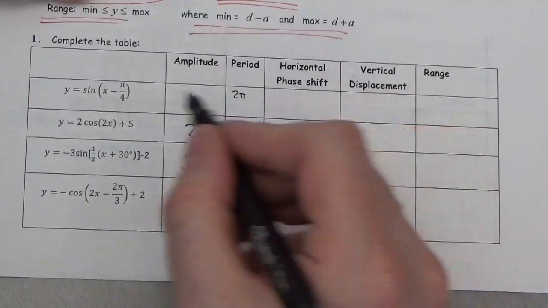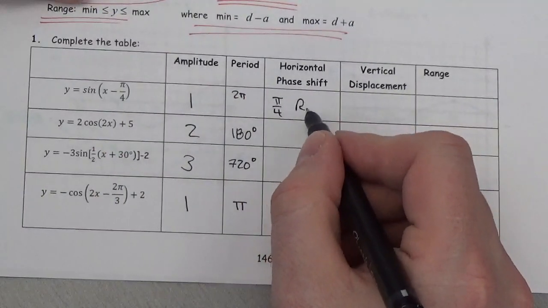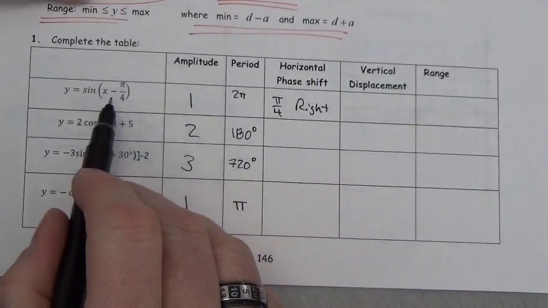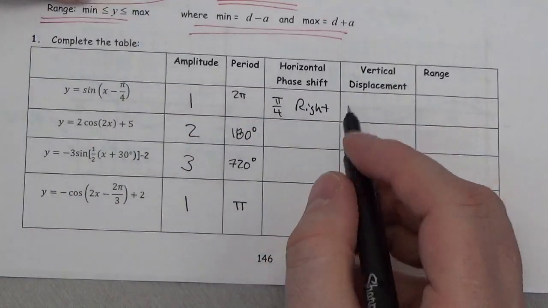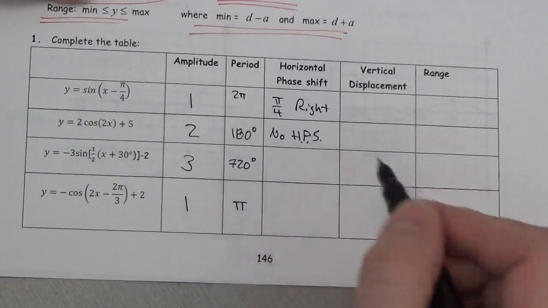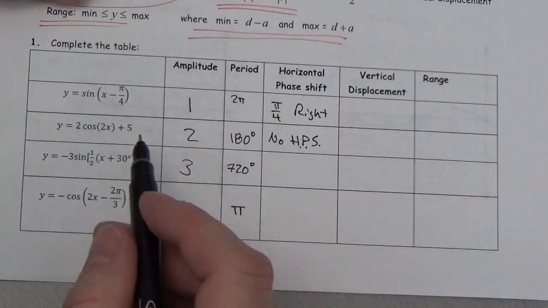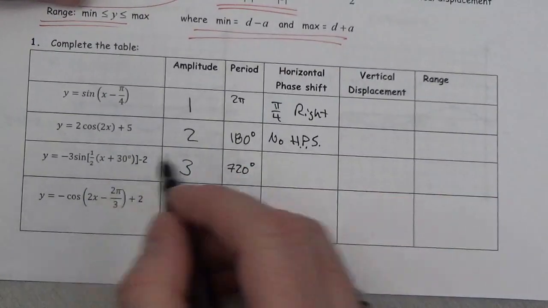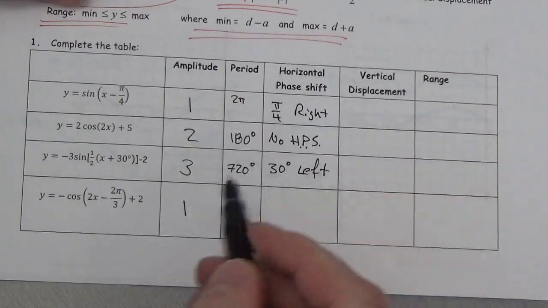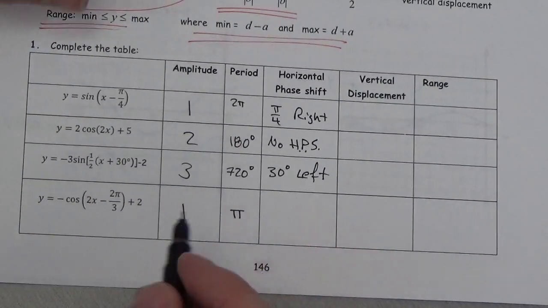My horizontal phase shift, that's easy enough to read. It's going to be pi over 4. In this case, it's going to be to the right, because the C value here is actually positive. There should be a subtraction there. There is no horizontal phase shift here. That addition is happening outside the function, so that's actually vertical, not horizontal. Here, it's going to be 30 degrees to the left, because the actual value of C here will be negative 30 degrees. That's supposed to be subtraction.